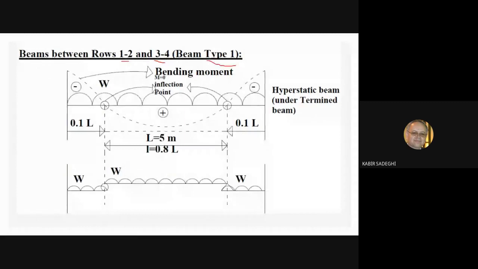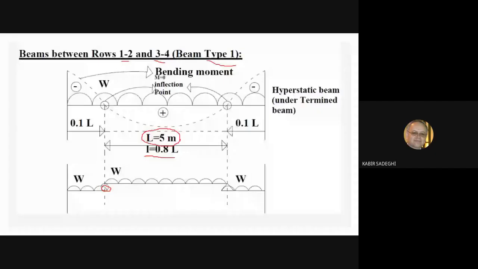In beam type 1, L is 5 meters total length. And you know that the small L for the simply supported beam here is the simply supported beam, has a length of 4 meters, 0.8 times L. And you know that it's separated at the inflection points, where the moment was zero, and the shape of the moment was like this.